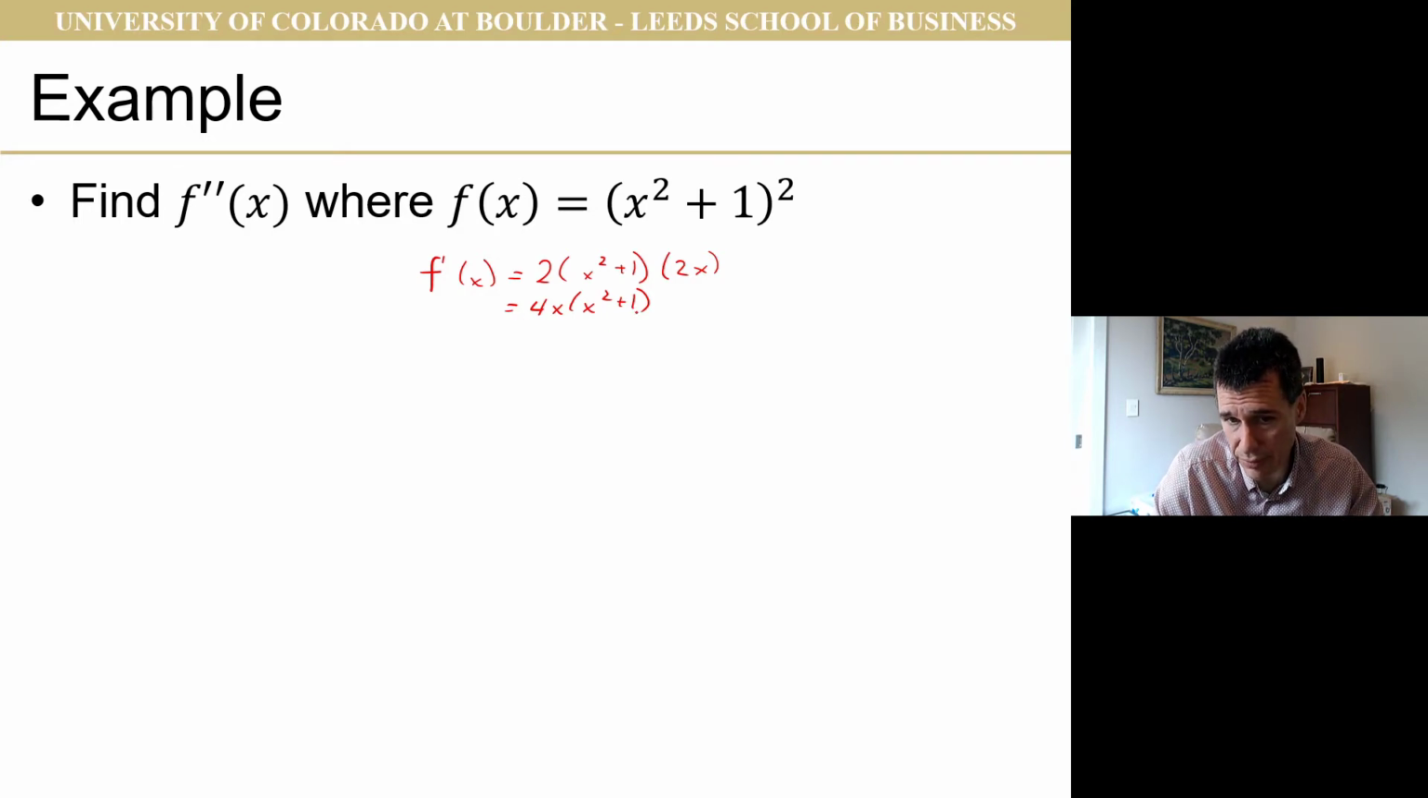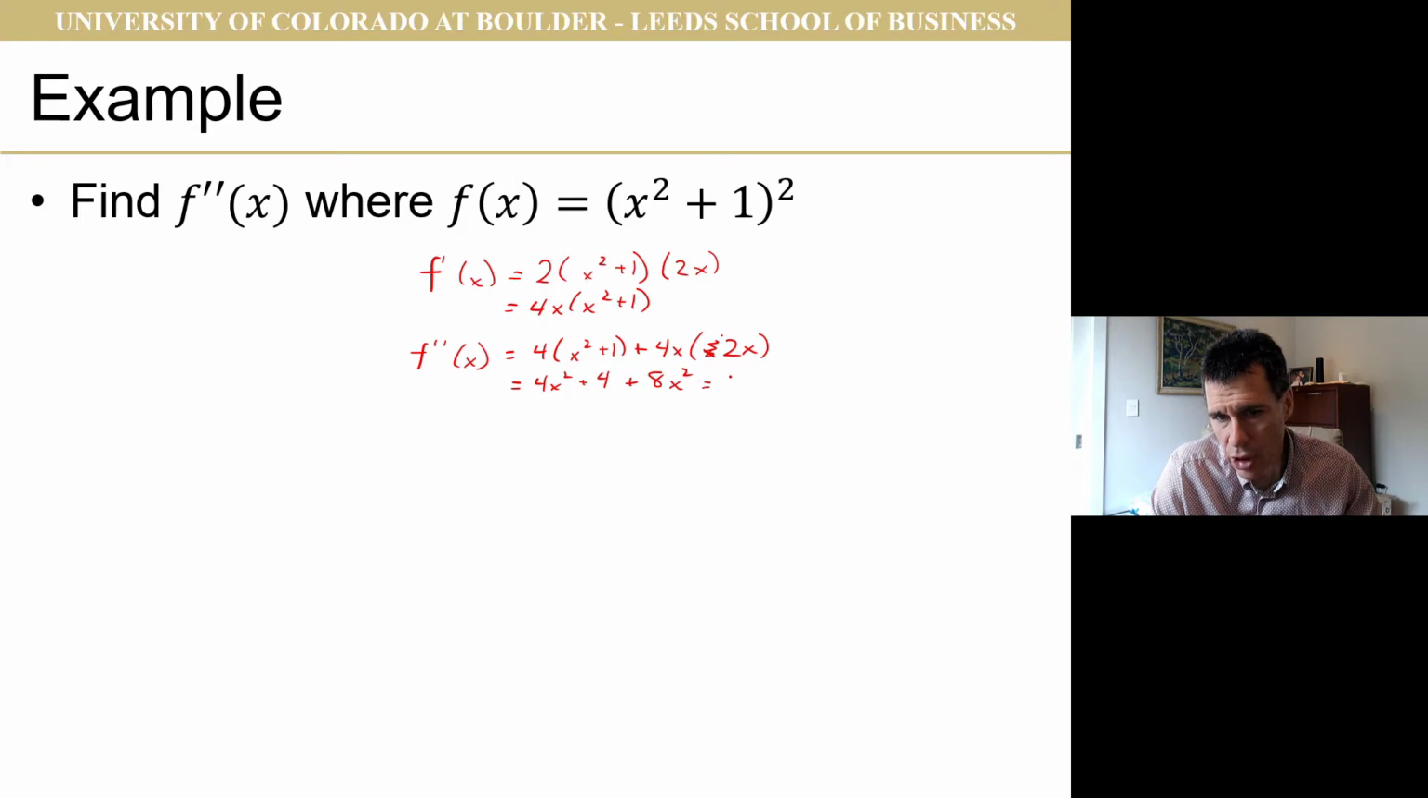So we're going to take the derivative of this function, which is going to require the product rule. So f double prime of x, the second derivative, is the derivative of the first function, which is just 4, times the second, x squared plus 1, plus the first function, 4x, times the derivative of the second, which is, oops, I've already made a mistake, which is 2x. If I wanted to, I could multiply this all out. We've got 4x squared plus 4 plus 8x squared equals 12x squared plus 4.